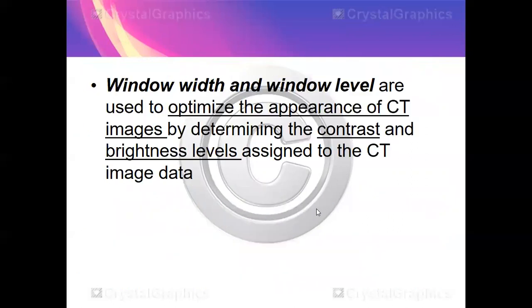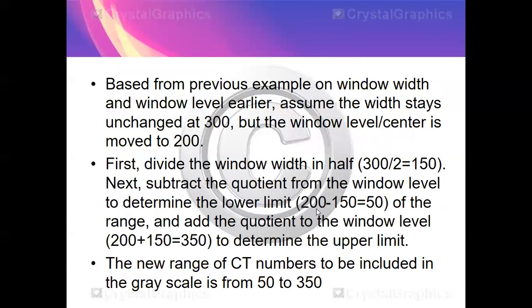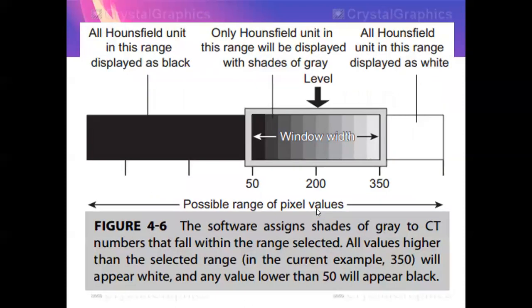So the window width and the window level are both used to optimize the appearance of CT images by determining the contrast and the brightness levels assigned to the CT image data. So very, very important ang window width and window level or window center sa CT because silang dalawa ang nagde-determine ng contrast and the brightness levels ng image na naka-display sa monitor. So, discuss yan.